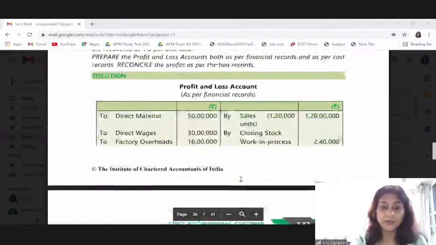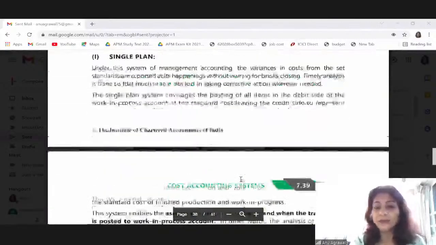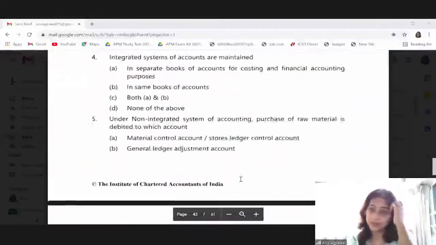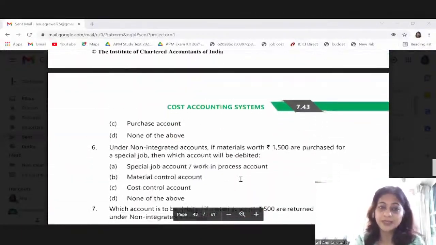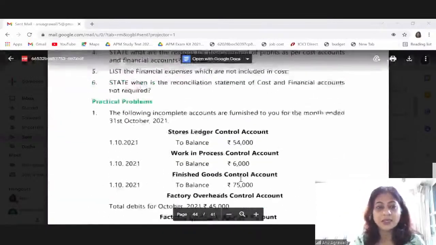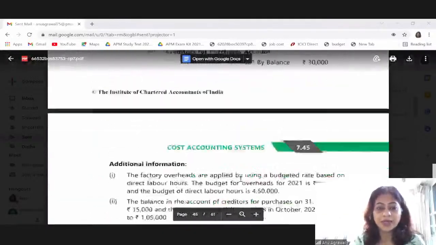As such, I will be looking at all the queries at the end of the session because first I will concentrate on doing certain sums, explaining you reconciliation, and then we can actually go ahead with your doubts.